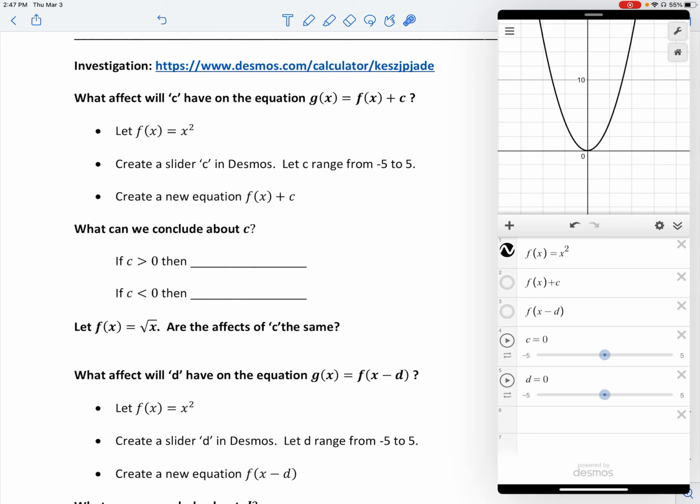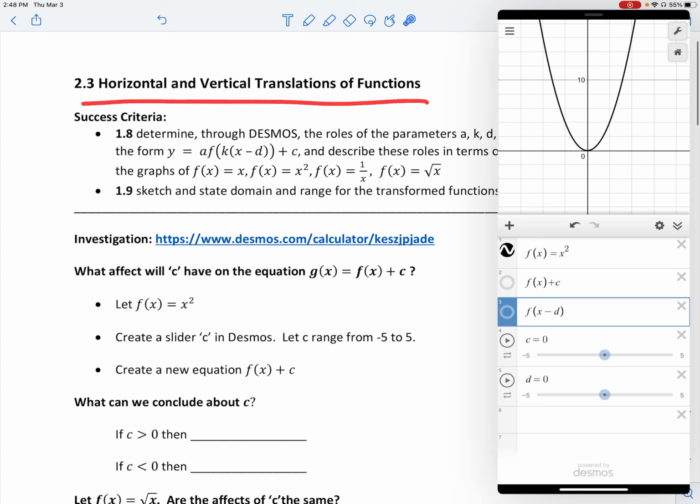If I want to see any of the other graphs, I can just turn them on by clicking on them. The x minus d one is in green, f of x plus c is in red. Let's go to the investigation page. This is your handout for 2.3, horizontal and vertical translations of functions.